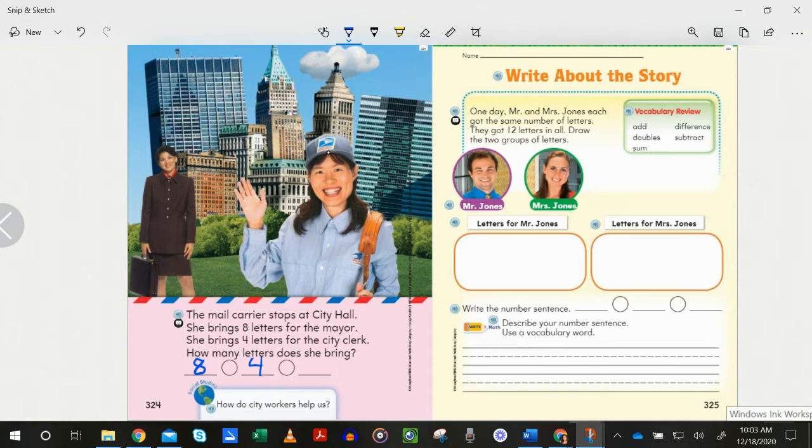4. So if she's bringing more, are we adding or subtracting? We are adding, good. So 8 plus 4, how many letters is that all together? Look, think, speak. 12, good job. Okay, and how do city workers help us? Why do we have a mayor and a city clerk? Do you know what kind of things they help us with? Think about that. Talk about it with your family too.